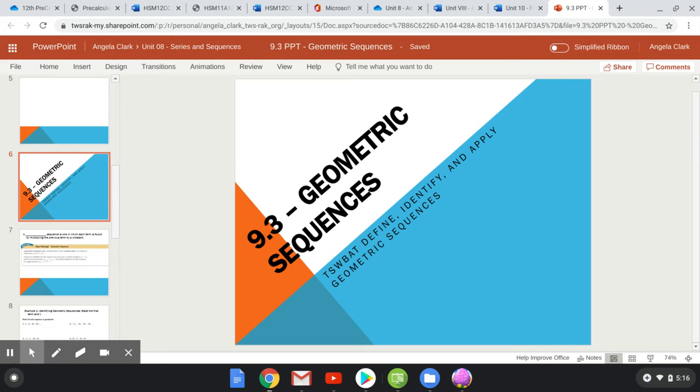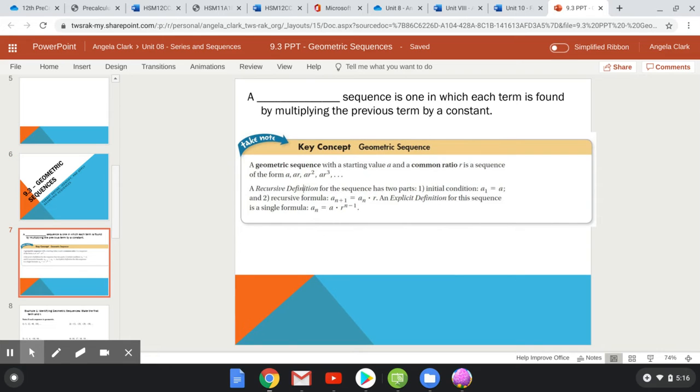9.3. Okay, so we are talking about geometric sequences today. So geometric sequences. The word that goes in your blank there is geometric.